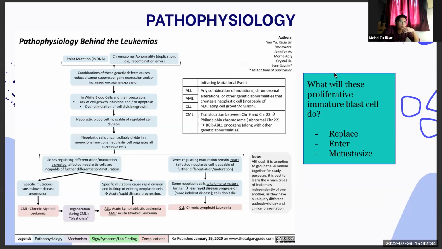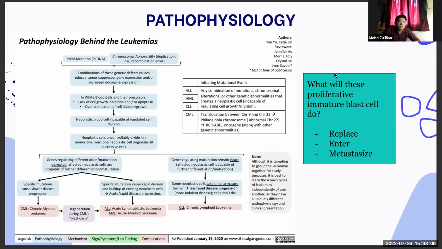It will replace most of the bone marrow cells and crowd out the normal hematopoiesis. So it will lead to pancytopenia, and the patient might come with fatigue, and will also easily get infections, and there will be mucosal bleeding or epistaxis due to thrombocytopenia. And the second one, it will enter the peripheral blood, resulting in increased blood cells in the peripheral blood and leading to leukostasis.